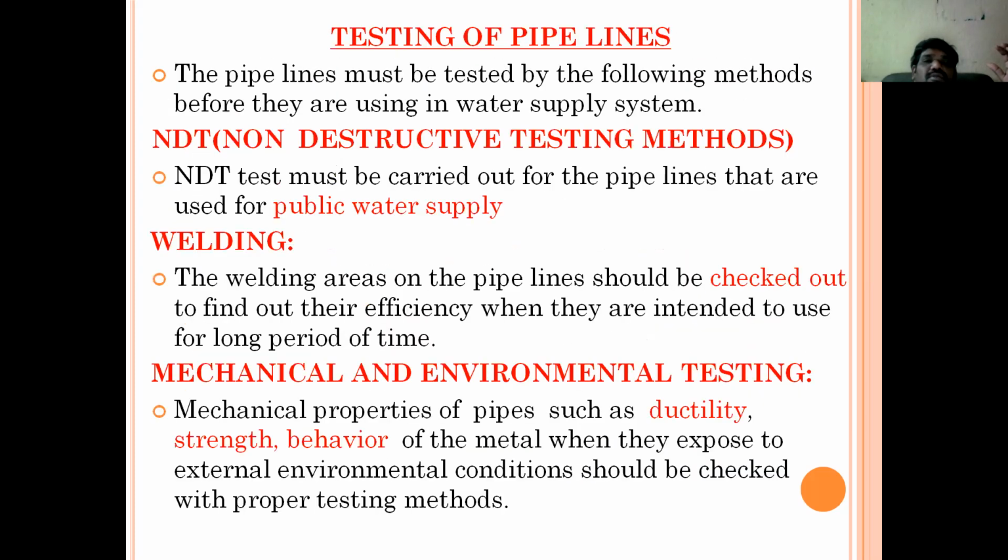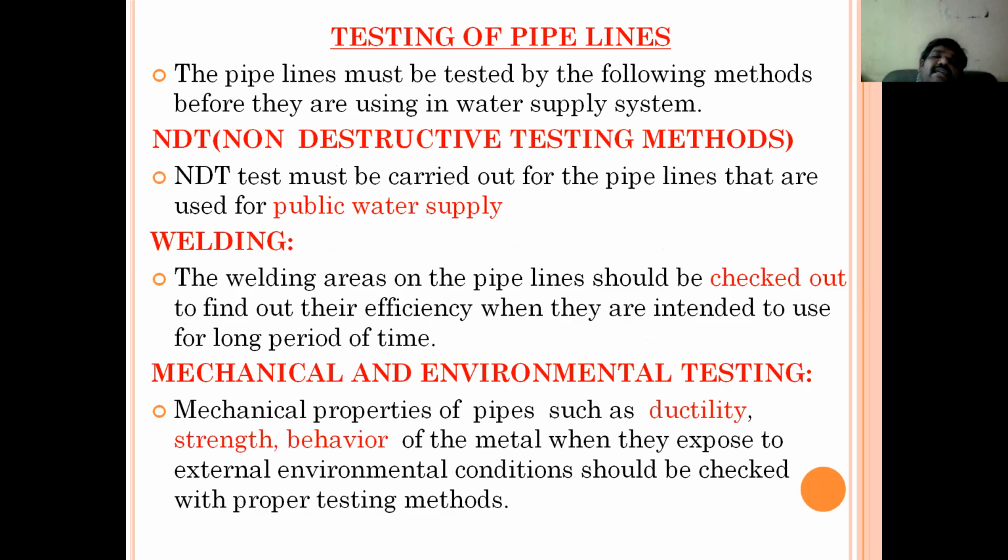Okay, next we'll move to the next topic, that is testing of pipelines. In the previous chapter, that is the second chapter, we have seen types of pipes: asbestos pipes, concrete pipes, and steel pipes. We have seen Hume pipes. We have seen different types of pipes in the second chapter. Now here, testing of pipelines: how we can test these pipelines.